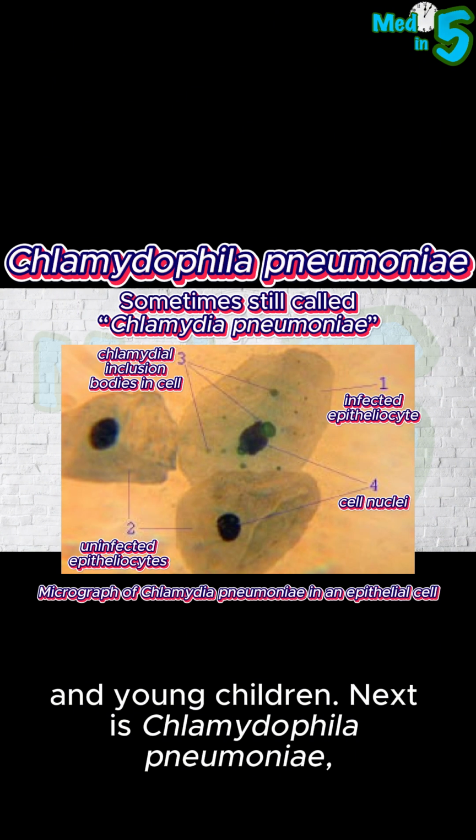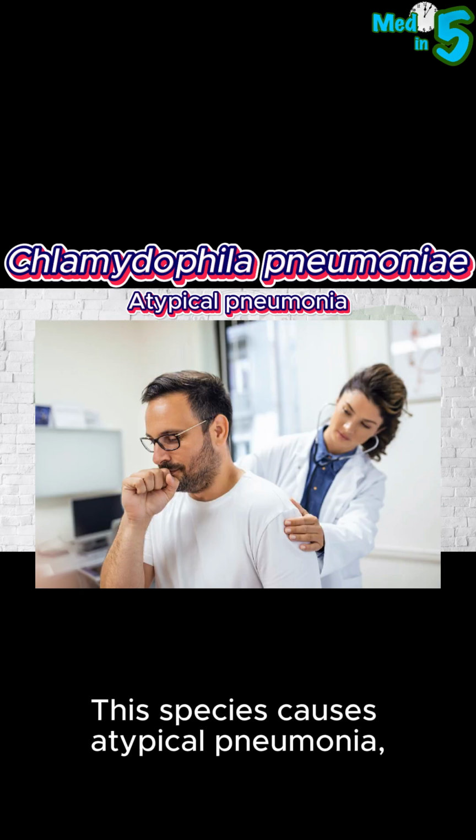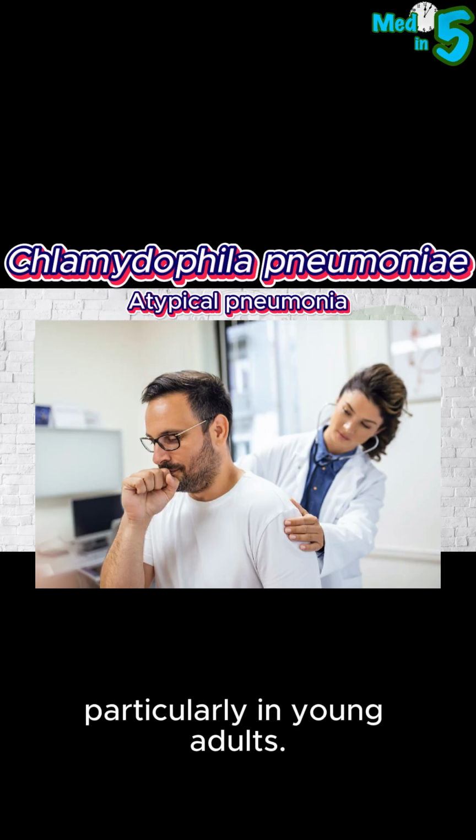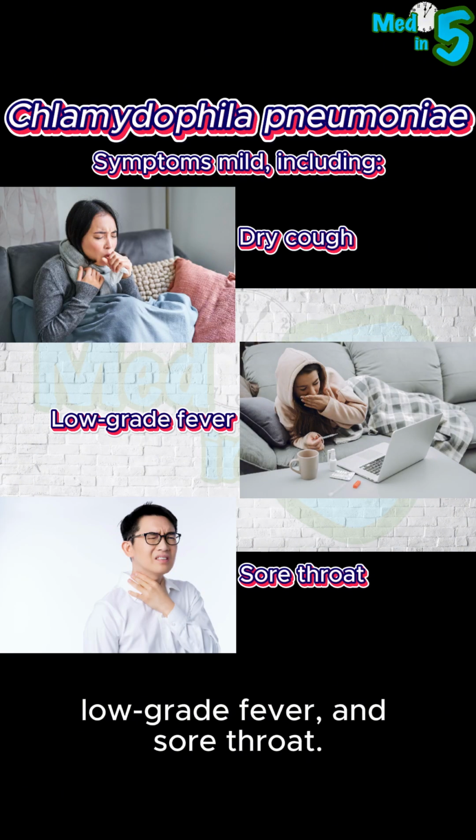Next is Chlamydia pneumoniae, sometimes still called Chlamydophila pneumoniae. This species causes atypical pneumonia, particularly in young adults. Symptoms are mild and include dry cough, low-grade fever, and sore throat.